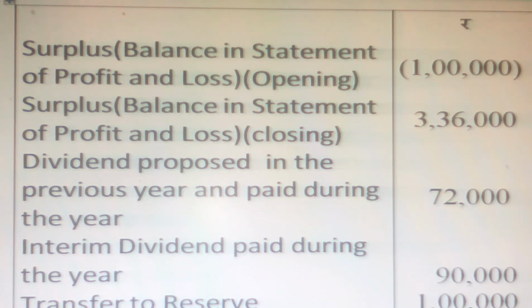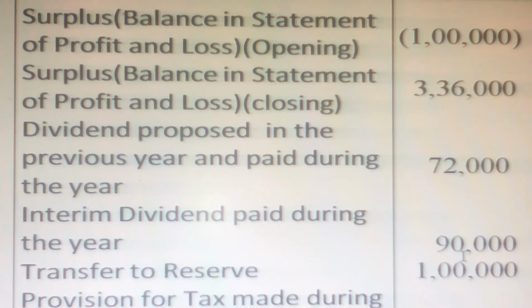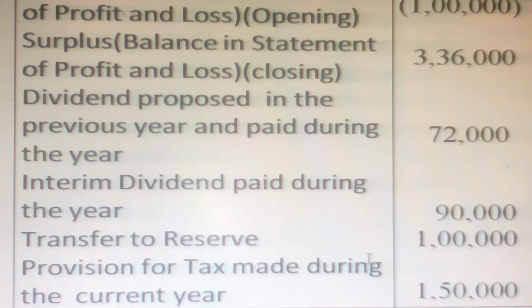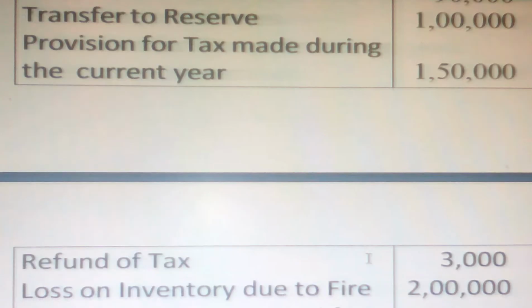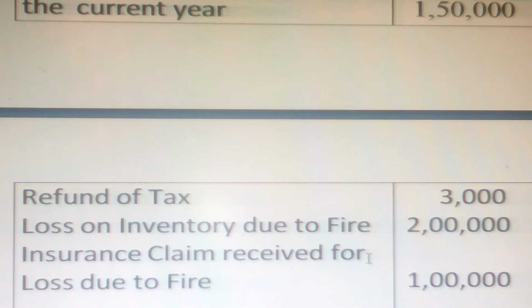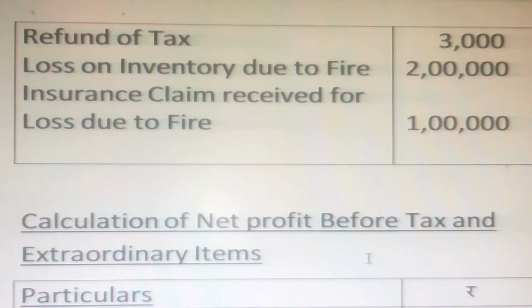Then dividend proposed in the previous year and paid during the year, 72,000. Then interim dividend paid during the year. There are two dividends, one is proposed, then interim dividend 90,000. Then transferred to reserve 1 lakh. Provision for tax made during the current year 1,50,000. Then refund of tax 3,000. Loss on inventory due to fire, 2 lakhs. Then insurance claim received for that loss due to fire, 1 lakh, the money given by the insurance company. These are the information. Now how to do it?